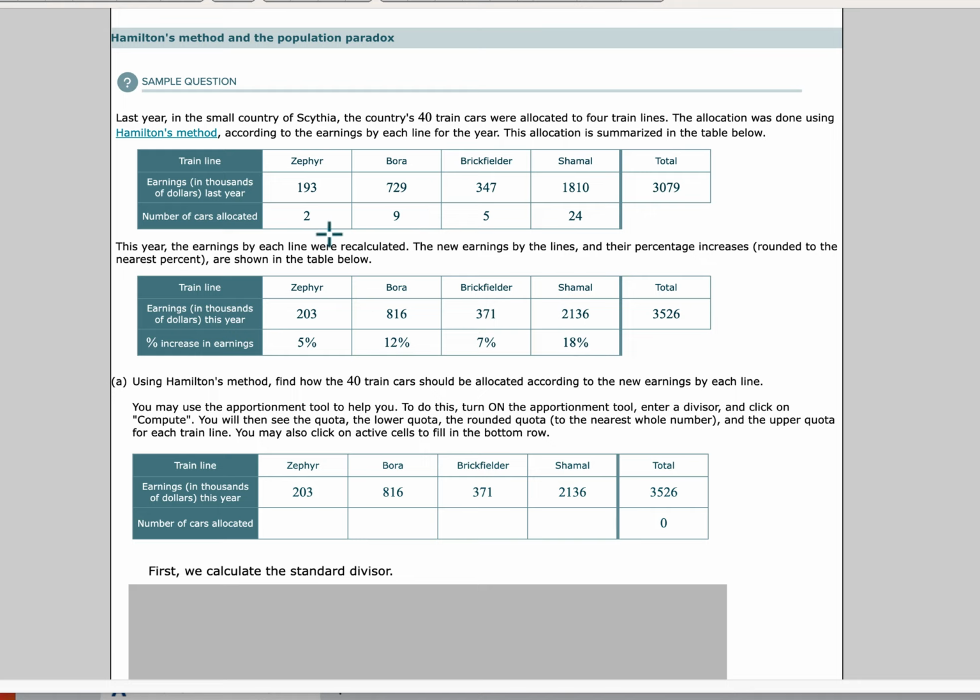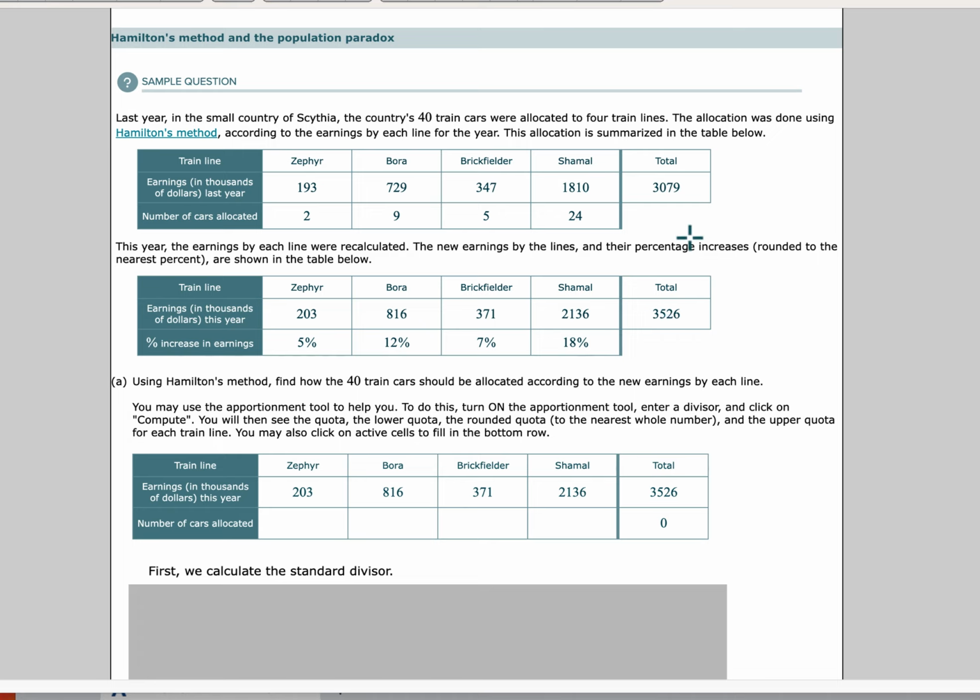This year, the earnings by each line were recalculated, and the new earnings by the lines and the percentage increase is rounded to the nearest percent. So you know how to do percentage increase. They took the earnings and subtracted them and divided by the original, and each one of them increased. Notice this one went up 5%, up 12, up 7, and up 18%. So they all increased.